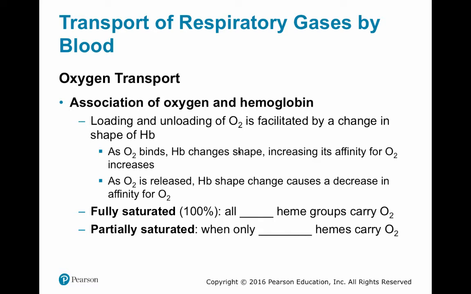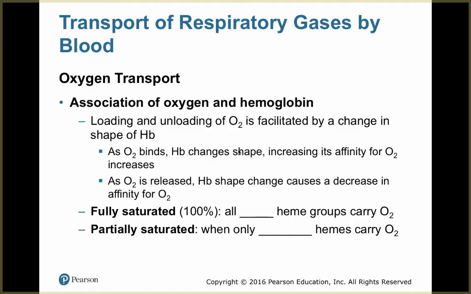So if something is fully saturated, or 100%, how many heme groups are carrying oxygen? Basically 4. There are 4 heme groups, so all 4 heme groups will be bound to oxygen. Partially saturated means only how many heme groups are carrying oxygen? It's either 1 through 3, right? So not all of them are full.